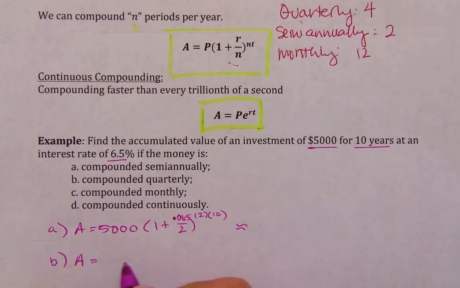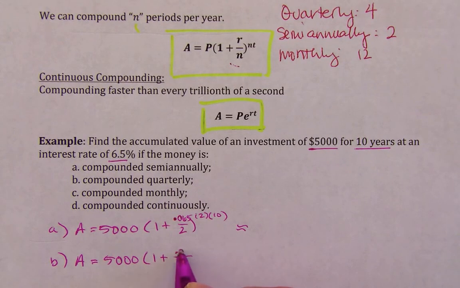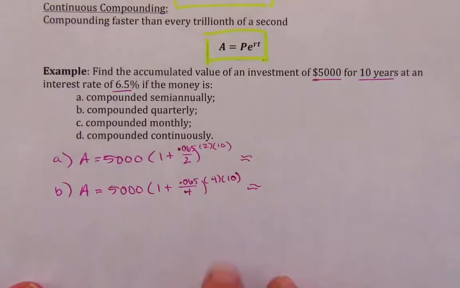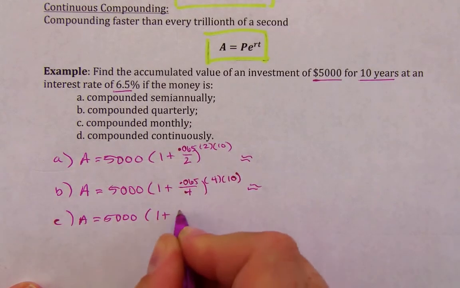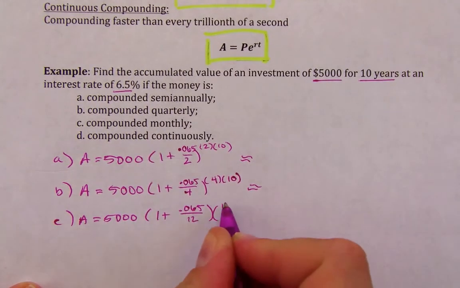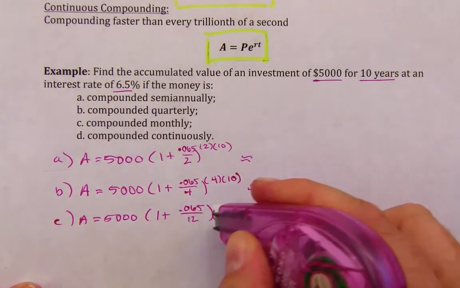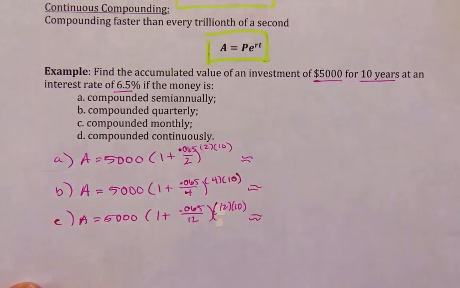So I'm going to go ahead and set up all of them at once, and then I'll pull out my calculator and show you how to calculate them. Now, quarterly, we said was 4 times a year, so 0.065 over 4. A lot of this stuff doesn't change. 4 and 10. We can plug that in our calculator. And C, A equals 5,000, 1 plus 0.065 over monthly would be 12 times a year. You can plug that in our calculator.